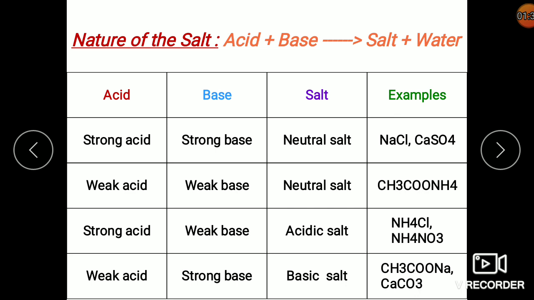Some examples of neutral salts are sodium chloride, calcium sulfate, then ammonium acetate. Some acidic salts are ammonium chloride, ammonium nitrate. Some basic salts are sodium acetate, calcium carbonate, etc. Okay, so these are the natures of the salt, and we get the nature of the salt from the nature of the acid and base combined to form the salt.